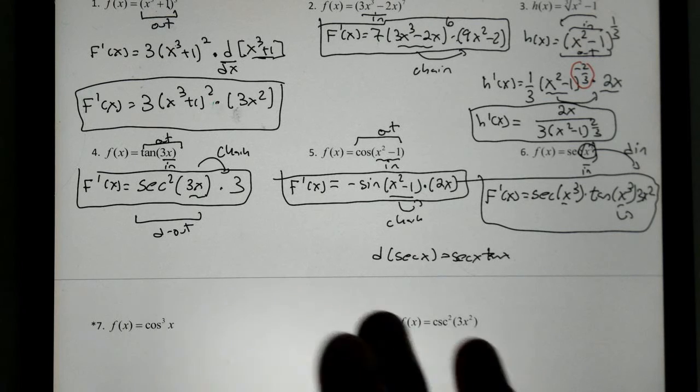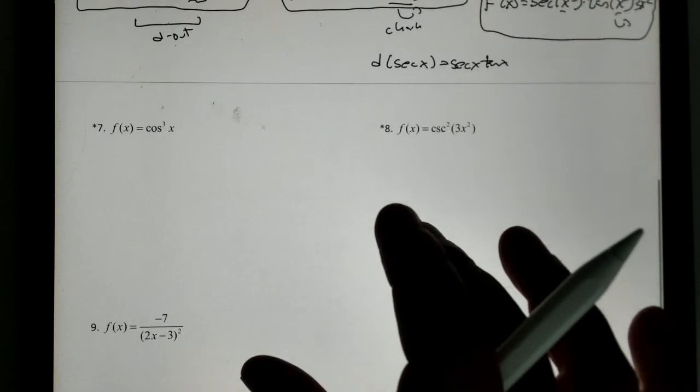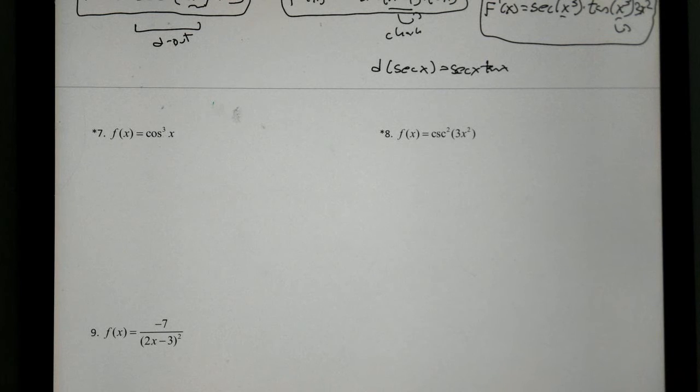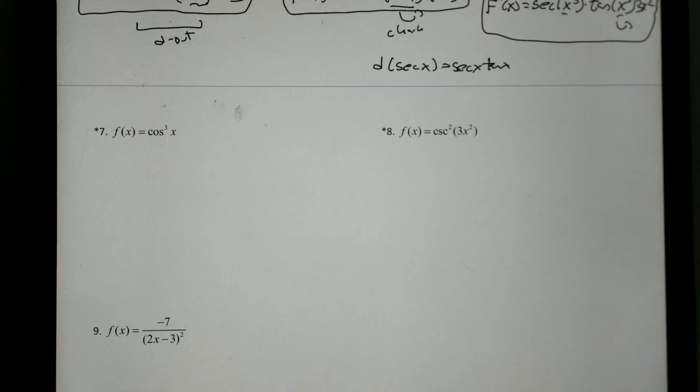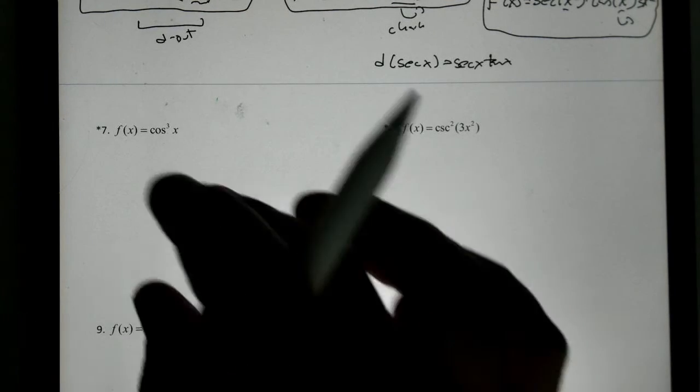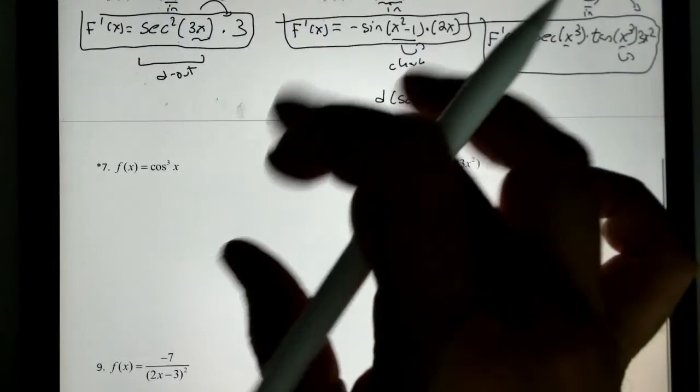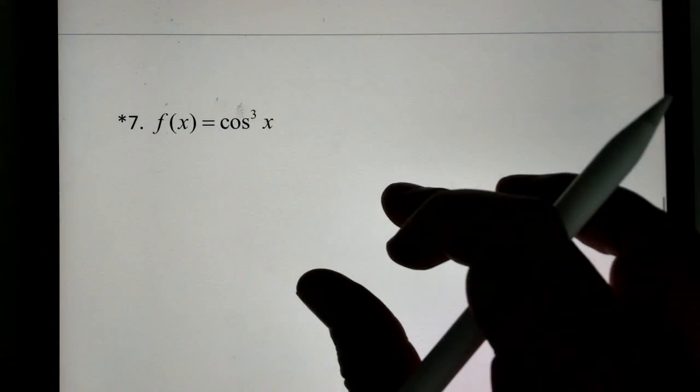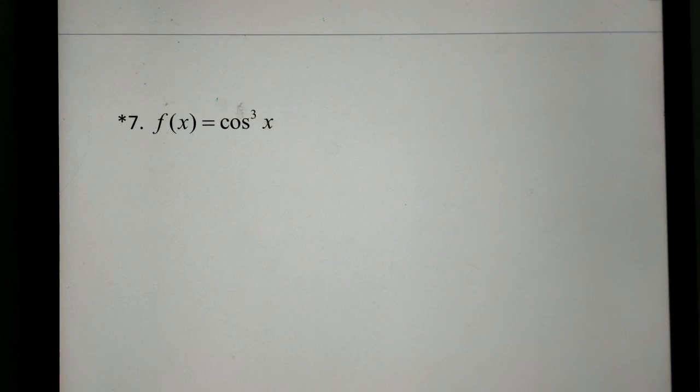All right, so let's take a look at number 7. Now, number 7 is where it gets a little bit wonky for us. It's this cosine cubed of x. Man, this one's kind of a nasty one. So what I tend to suggest to students at this point, let me zoom in here. I want to make sure we can all take a look at this real quick. Okay? What I suggest for students on number 7 is this.